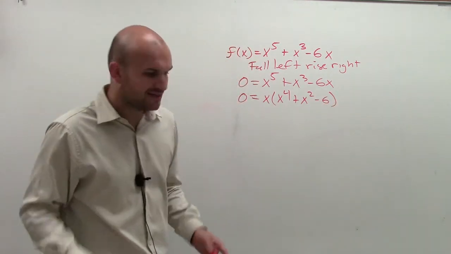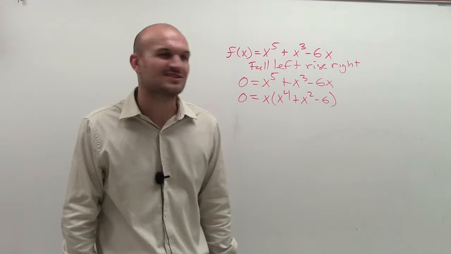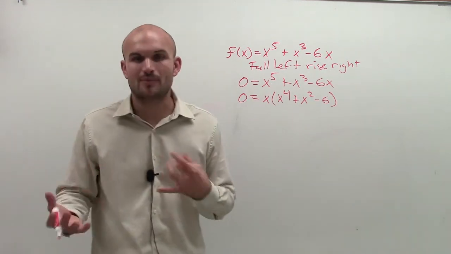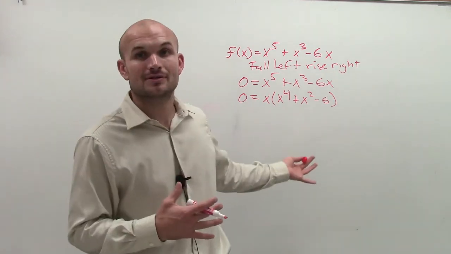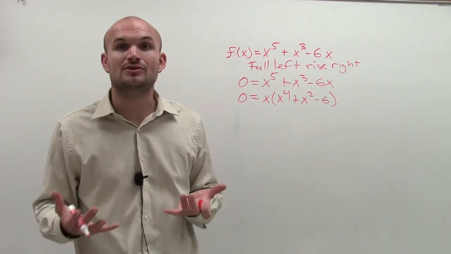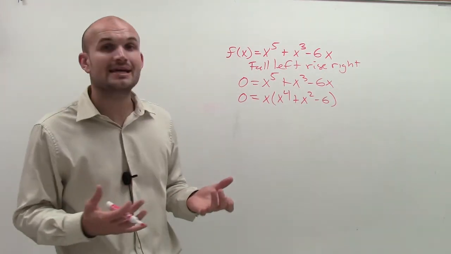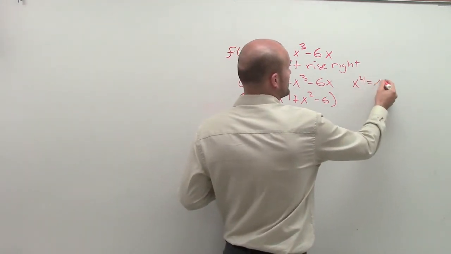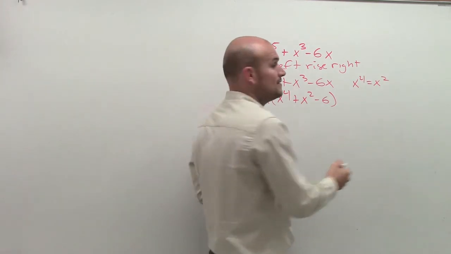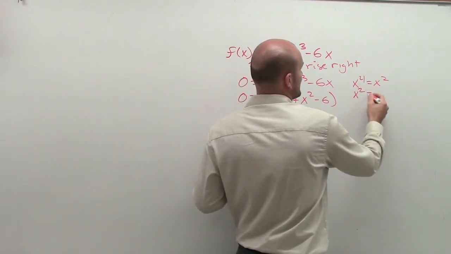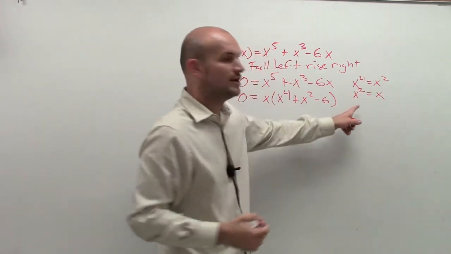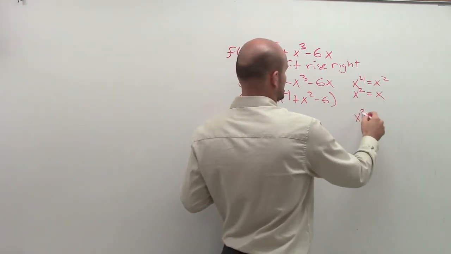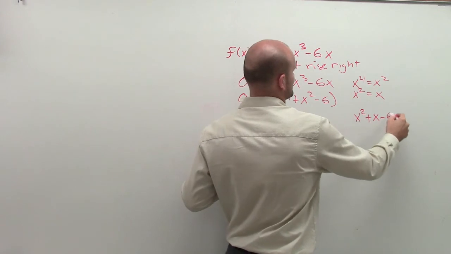Now still you might be looking at this and say, you know what, it looks so close to a quadratic, but it's just not there. It's to the fourth power. So what I want to do to help you factor, you don't have to do this, but one thing that I've found with students that helps them out is I do substitution. So what I'm going to say is x to the fourth now equals x squared, and x squared now equals x. So what I'll do is I'm just going to go and factor this to the side as x squared plus x minus 6.